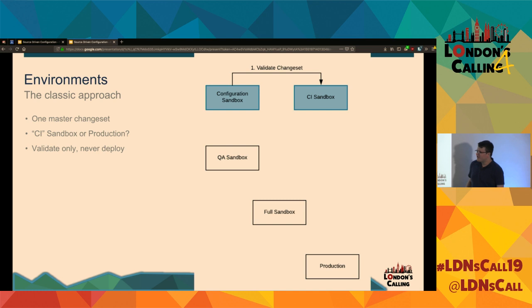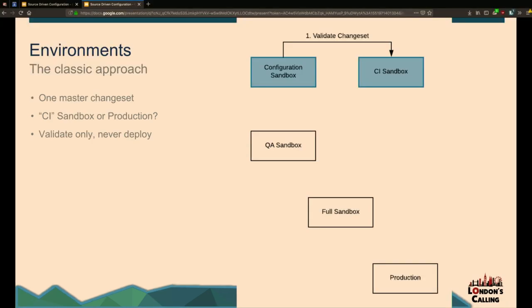So this is how I see you would use change sets, if you were going to use change sets. First of all, you'd have one master change set for your project that contains everything you've built, everything you worked on, all your different stories and so on. And you would validate that. So you deploy it as an outbound change set to a CI sandbox. CI stands for continuous integration, but don't worry about that. Effectively, what it means is it's a carbon copy of production.